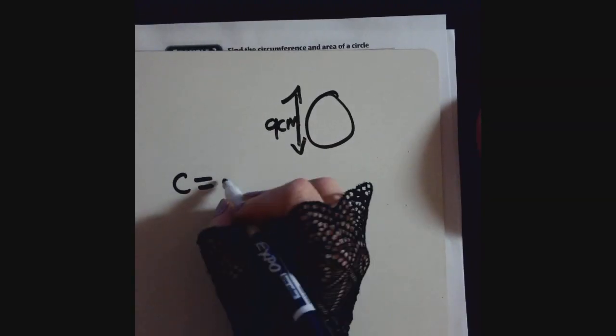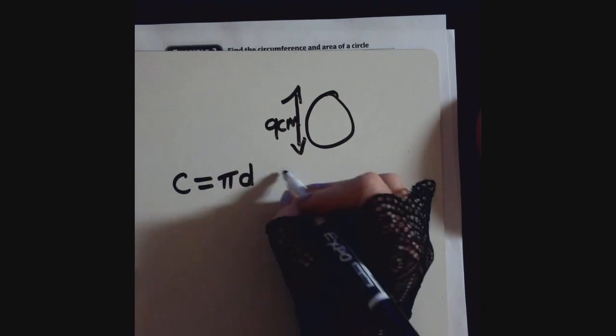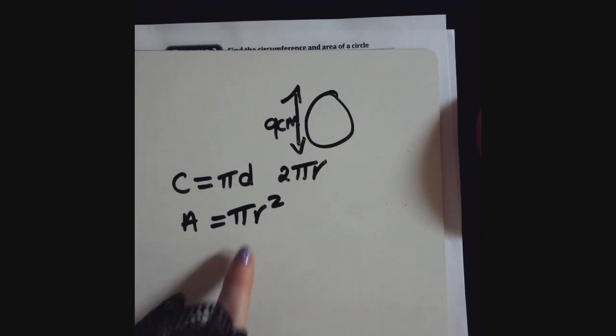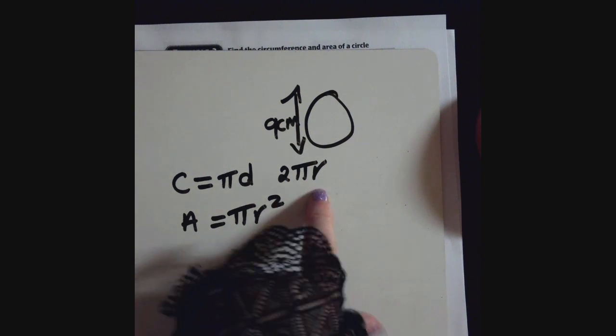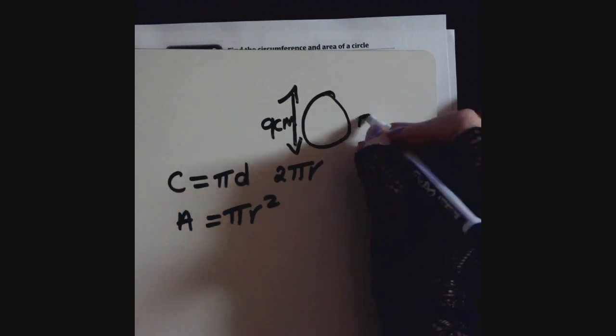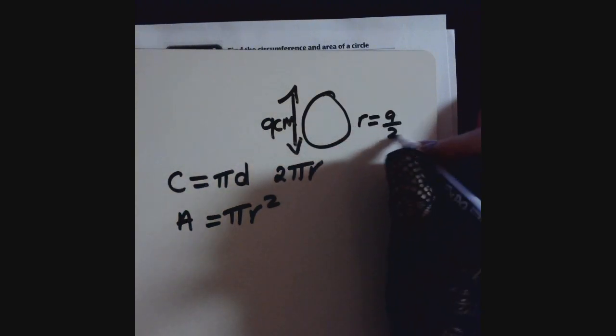So we know that we have to do the two formulas. Circumference is pi times d, or 2 pi r. And the area is pi times r squared. Since the area needs a radius, we might as well use the formula for the radius for the circumference. So the diameter is 9 centimeters, so half of 9 centimeters is 4.5. 9 over 2, or we would say 4.5.